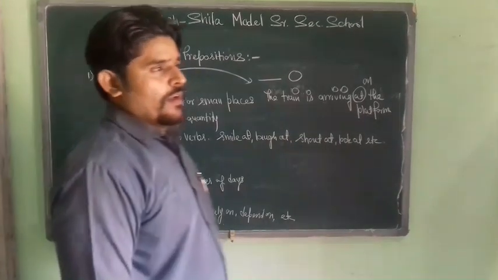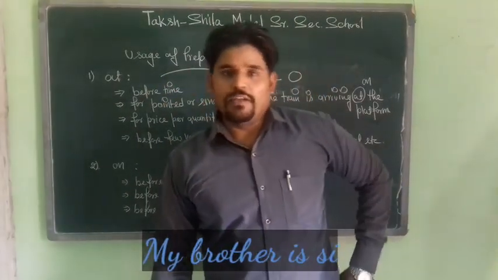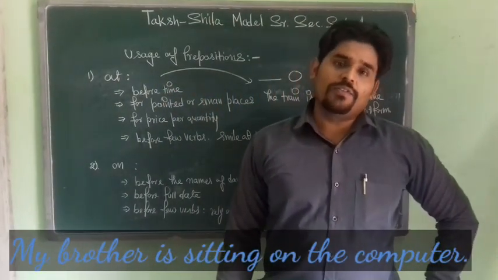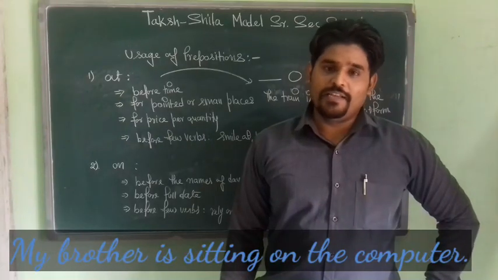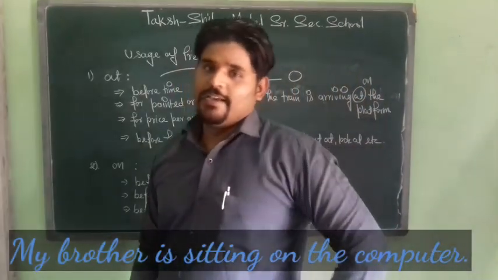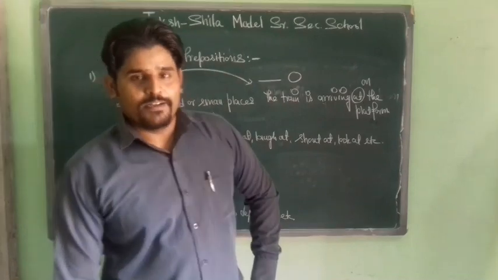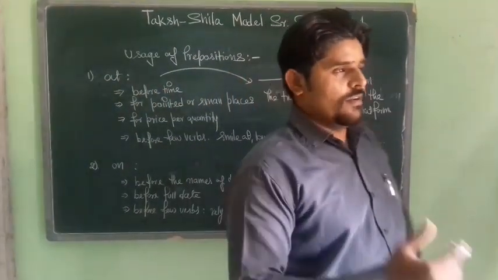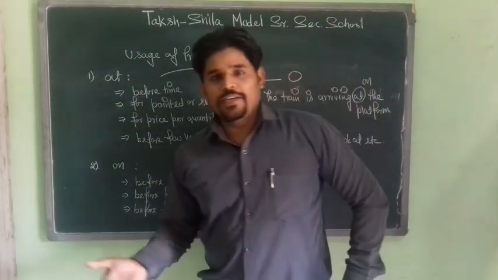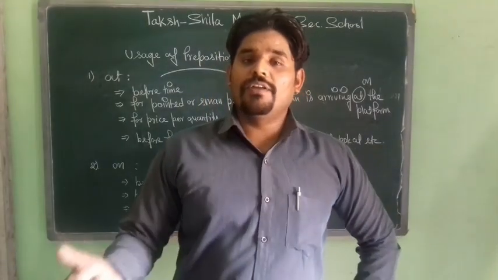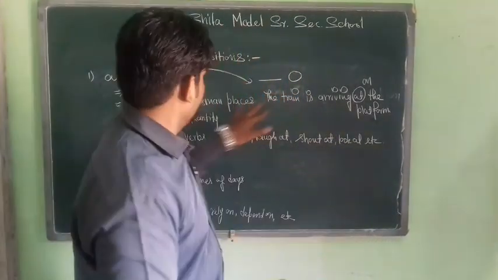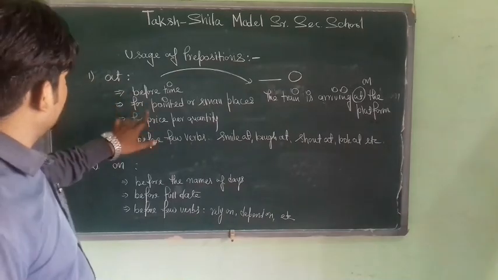For example, my brother is sitting on the computer. If you say my brother is sitting on the computer, that becomes quite funny. This statement sounds very funny. So what should you speak in order to avoid this funny statement? You should speak, my brother is sitting at the computer. So now let us move on to the other uses of at.